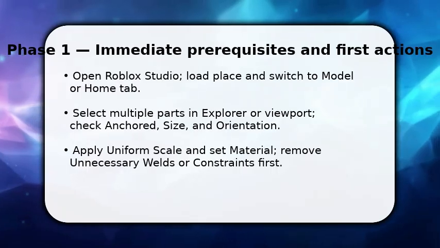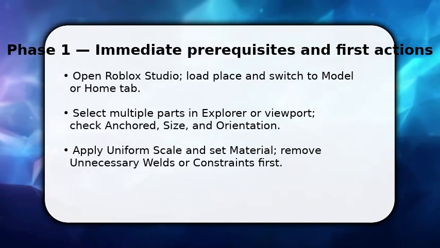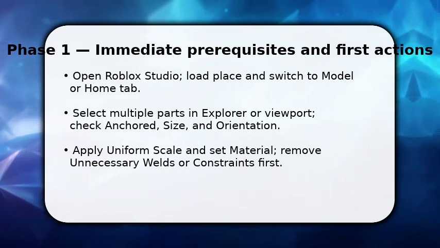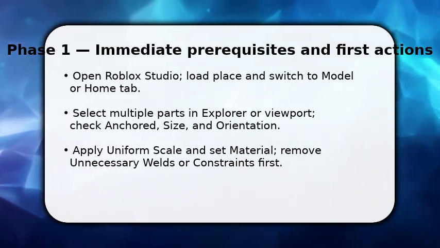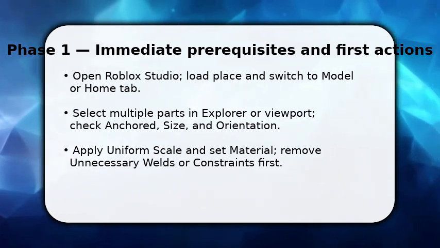You start by preparing the geometry and selecting the parts you intend to mesh. First, make sure each part has clean scale and orientation. This avoids skewed UVs and normals. Once selected, group them or use model union only if needed. Otherwise, keep parts separate for baking.